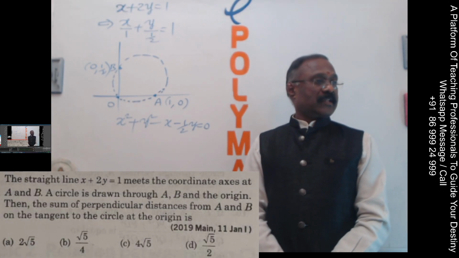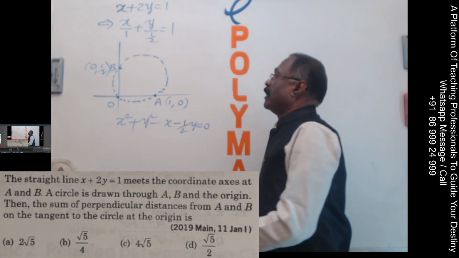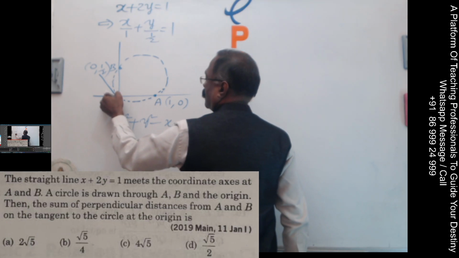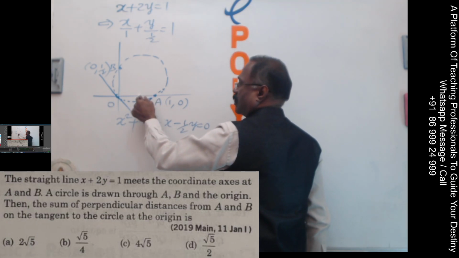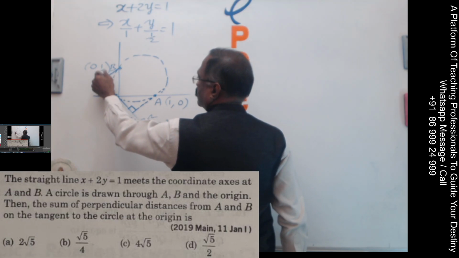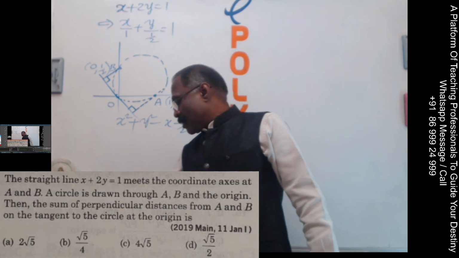Now, what is the question there? The sum of the perpendicular distances from A and B on the tangent to the circle at the origin. That means at the origin a tangent is drawn. This is the tangent. From this one the perpendicular distance is to be found out, from this one also. The sum of these two perpendicular distances is needed here.